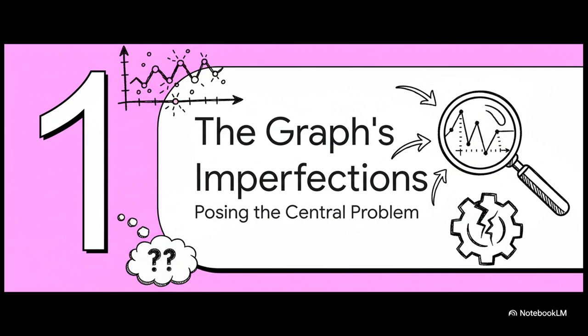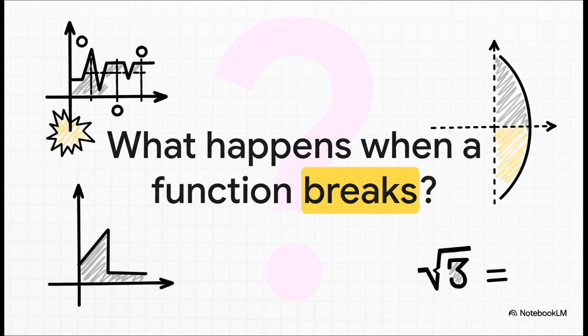You know, in a perfect world, every graph would be this beautiful, smooth, continuous curve. But let's be real, the world's a messy place, and so are a lot of mathematical functions. We need a way, a language, to describe exactly what's happening at those points where things aren't so perfect. So what does it even mean for a function to break? You know, when you're drawing a graph and you suddenly have to lift your pencil off the paper, how do we talk about that moment with the precision of mathematics?